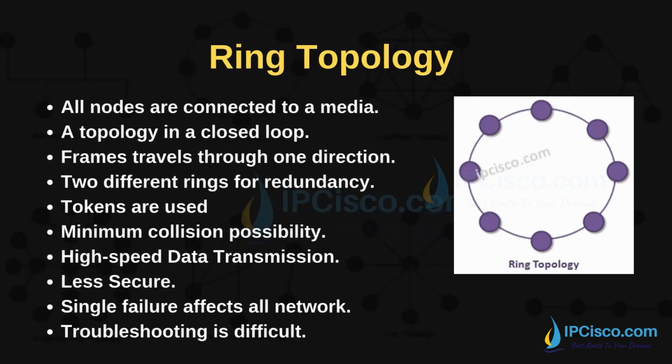The second topology is ring topology. This is a closed loop connection. All the nodes are connected to a media like a circle. If you use two rings, then it provides redundancy. So how does it work? A ring topology works with tokens. The device that has this token at that time can transfer data. These tokens prevent collisions. Ring topology provides fast data transmission.